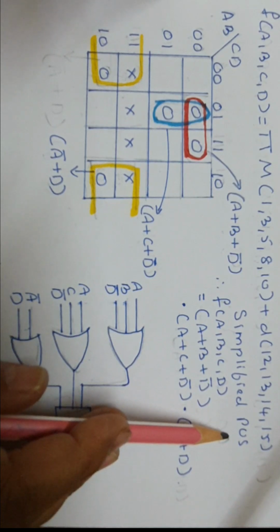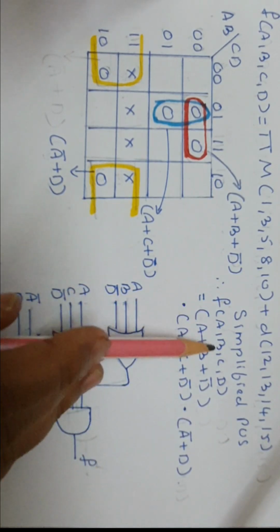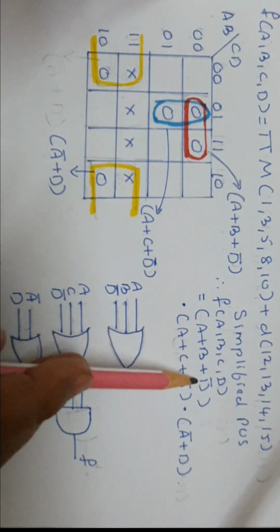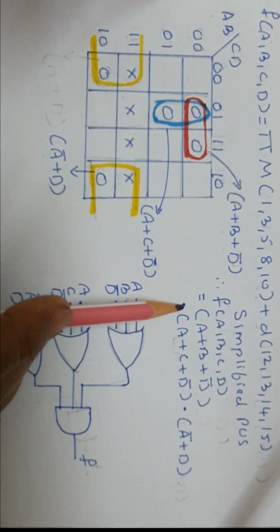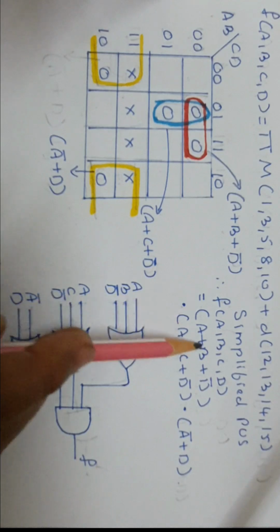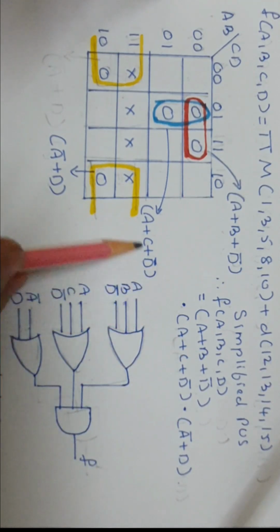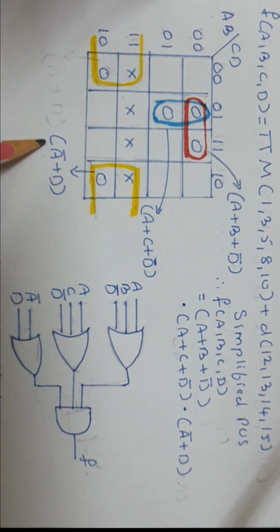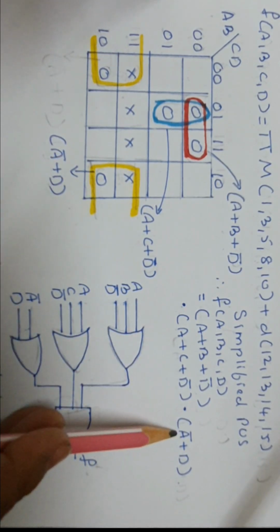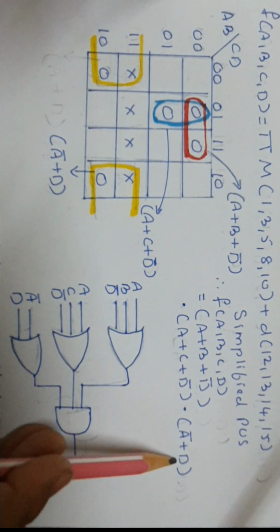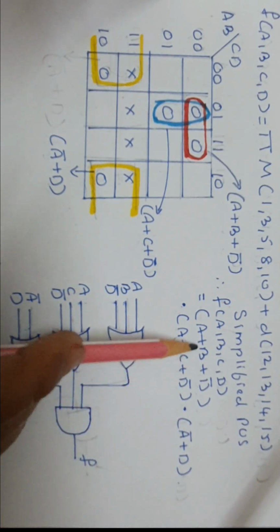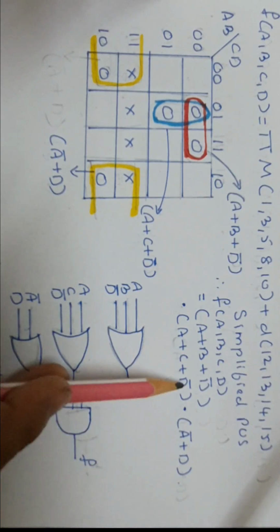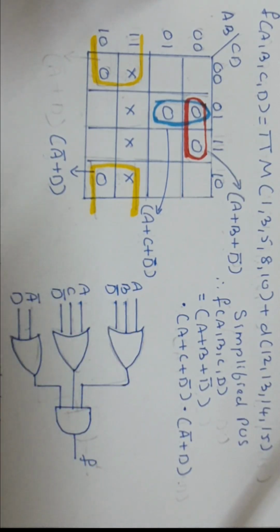Hence, the simplified product of sums: F of ABCD equal to this first one, A plus B plus D bar, and this is a product of sums we have to write. Then the second one, A plus C plus D bar, and this one more, A bar logically ORed with D. So these are sum terms. So product of sums it is. So this is the simplified POS.